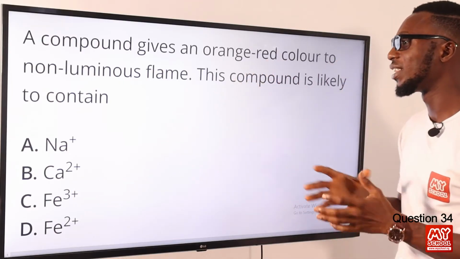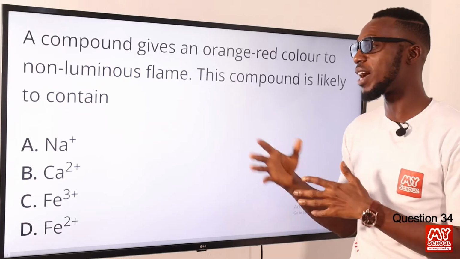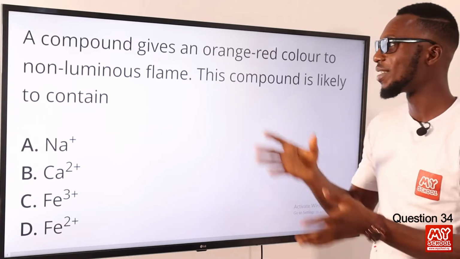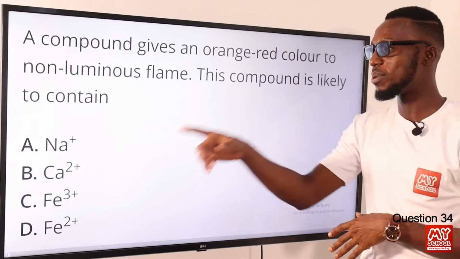Some presentations will tell you the flame test result for calcium ion is brick red. Some will say red-orange. Here we have orange-red. So this is the answer.